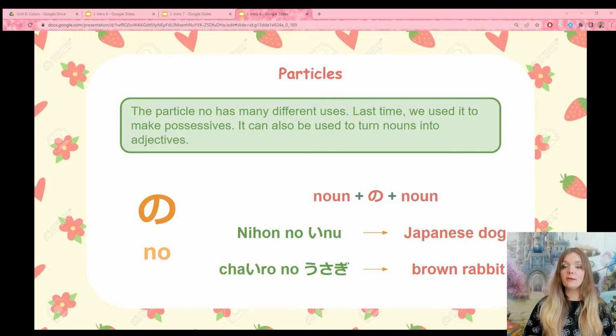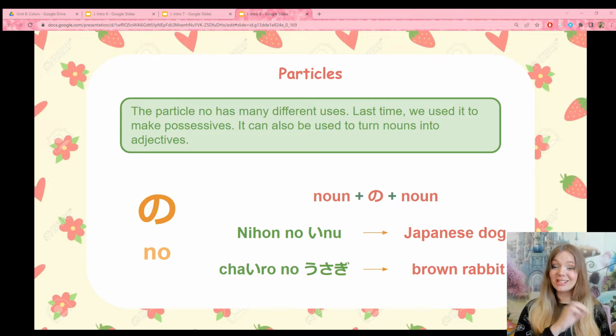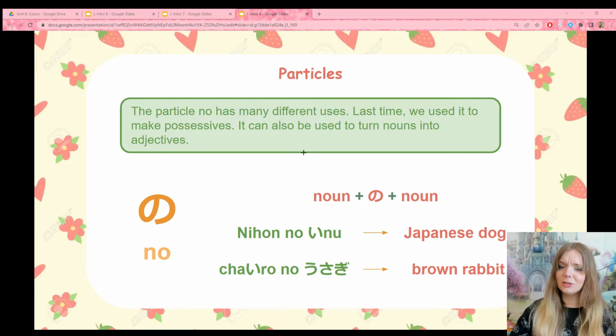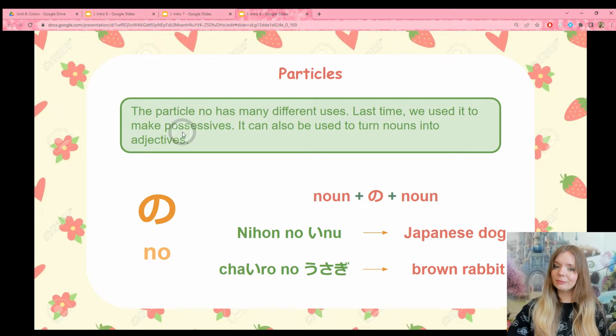In our examples, Nihon no inu is a Japanese dog, like a Shiba Inu, for example. For the second one, we have Chairo no usagi. This is a brown rabbit. Now, if you know what a noun is, you might be confused by the second one. So let's talk about it.